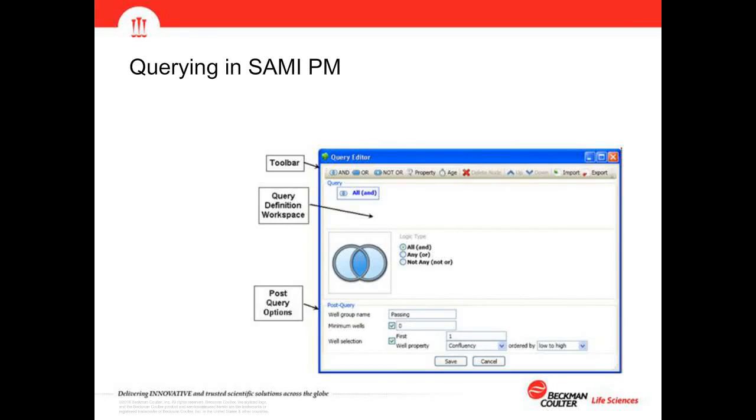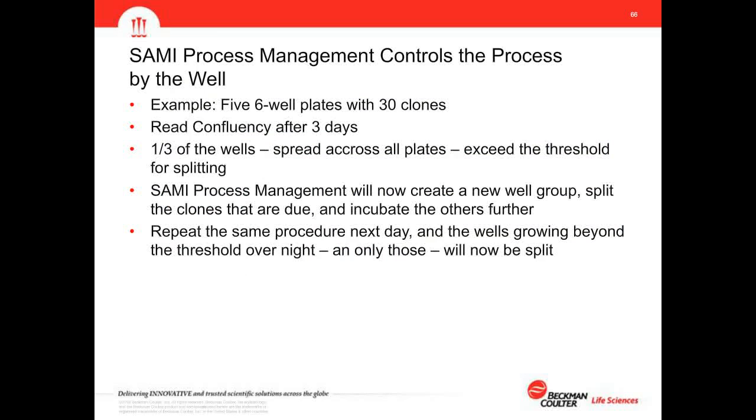So that means, for example, to define these well groups, you can query in SAMI process management the database. So you can ask for properties, all types of properties that are stored in the database, right? So I give you an example.